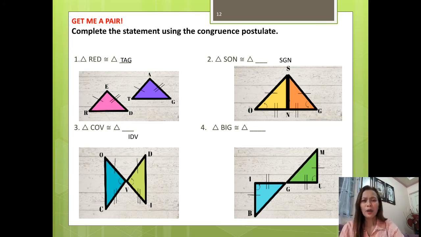And number 4, triangle BIG is congruent to what triangle? From side BI, using the identical mark, congruent to side MU. Next, side IG is congruent to side UG. Then therefore, triangle BIG is congruent to triangle MUG.